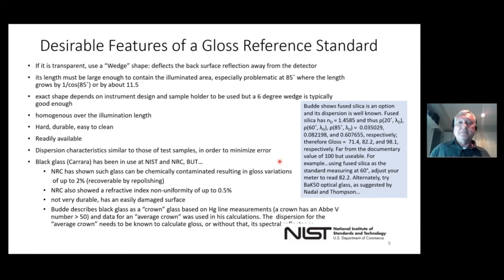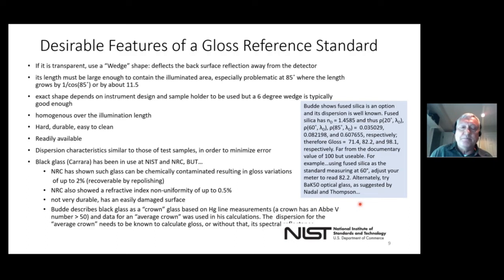So alternatives have been investigated, and Buddha showed that fused silica is an option, but its refractive index at the D line is about 1.458, resulting in gloss equal to about 71, 82, and 98 at the three angles of incidence. These are far from the documentary standard values of 100 and could be a problem if it's used as a reference and the instrument is nonlinear.